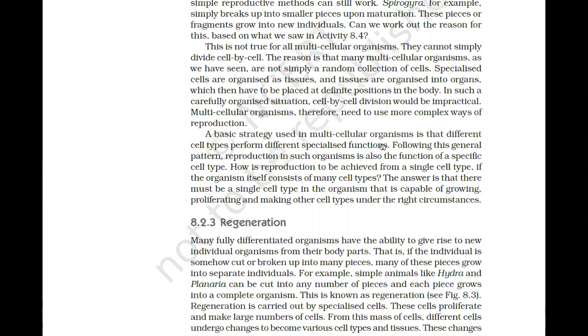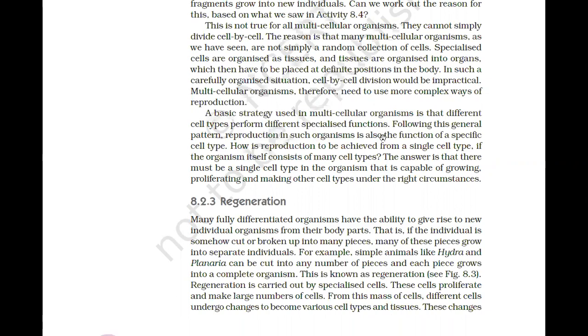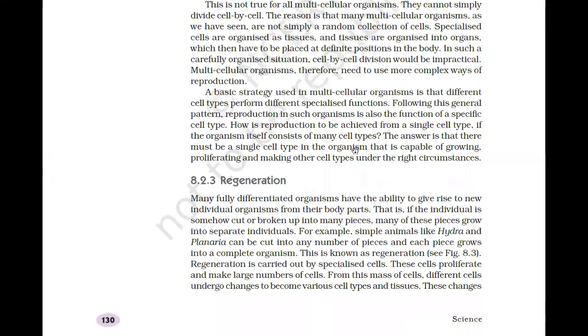Multicellular organisms therefore need to use more complex ways of reproduction. A basic strategy used in multicellular organisms is that different cell types perform different specialized functions. Following this general pattern, reproduction in such organisms is also the function of a specific cell type. How is reproduction to be achieved from a single cell type if the organism itself consists of many cell types? The answer is that there must be a single cell type in the organism that is capable of growing, proliferating, and making other cell types under the right circumstances.